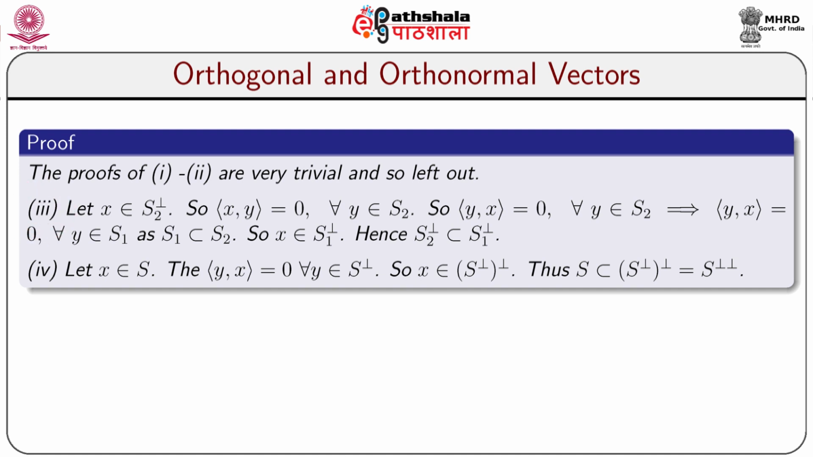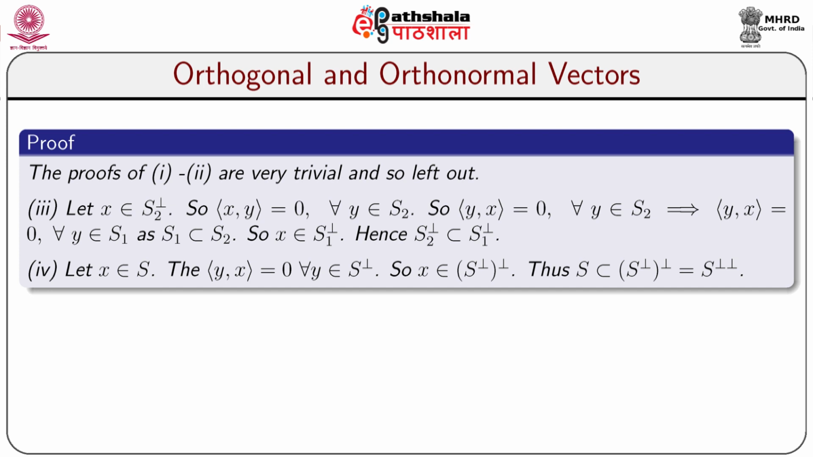Let x belong to S2 perpendicular. So, inner product x comma y is equal to 0 for all y belongs to S2. So, inner product y comma x is equal to 0 for all y belongs to S2. This implies y comma x is equal to 0 for all y belongs to S1, as S1 is a subset of S2. So, x belongs to S1 perpendicular. Hence, S2 perpendicular is a subset of S1 perpendicular, because we have started with an element x belonging to S2 perpendicular and we have seen that x belongs to S1 perpendicular.